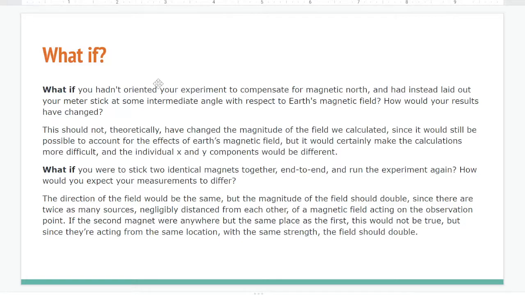Another what-if is to stick two magnets together, since they're at the same place, and they're identical magnets. All you're really doing here is doubling the magnitude. You're not changing the direction at all. They're not counteracting each other. They are working in tandem to just double the value.